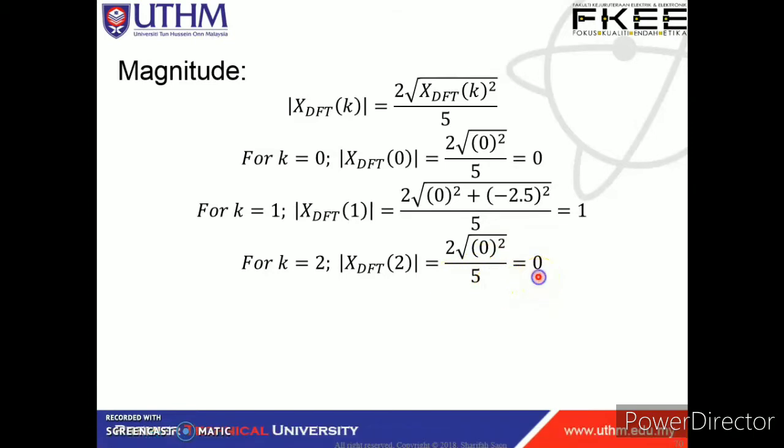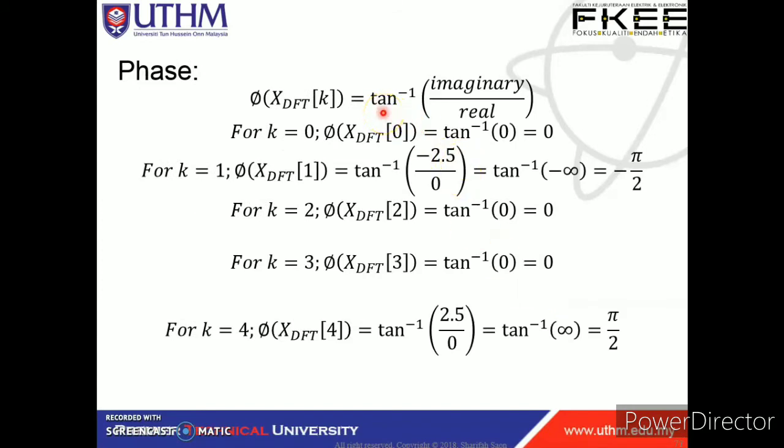So this is the magnitude, and then we need to find the phase of the signal. To find the phase, we take the arctangent of imaginary divided by real. For k equals 0, the imaginary is 0 and the real is 0, so we have 0. For k equals 1, we have imaginary negative 2.5j and the real is 0. So negative 2.5 divided by 0, we will get negative infinity. The arctangent of negative infinity is negative pi over 2. And the same for k equals 2, we have the imaginary value of 0 and real value of 0, so the phase is 0. You can calculate k equals 3 and k equals 4 and check your answer with the one that I have shown here.